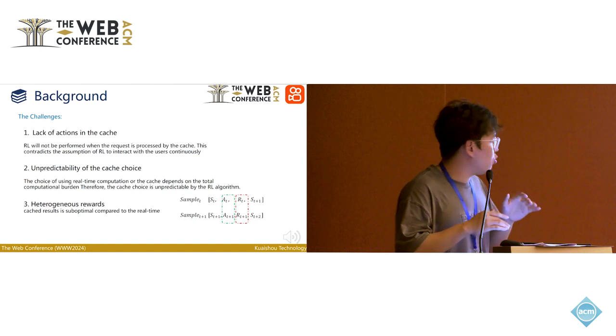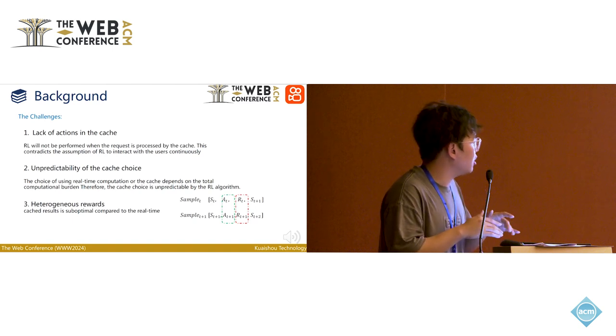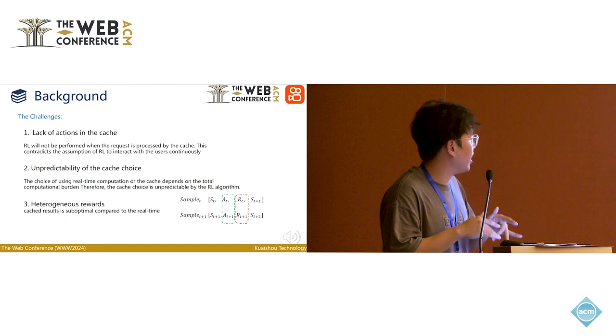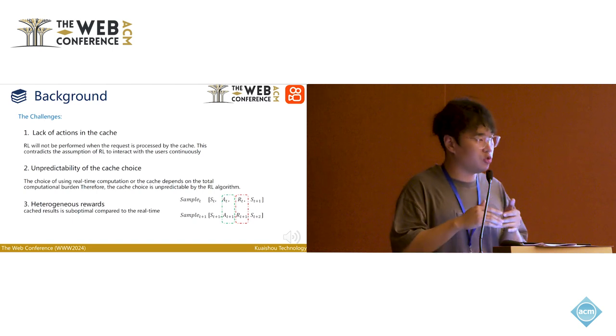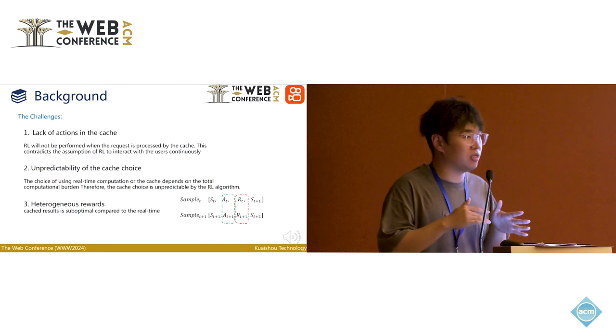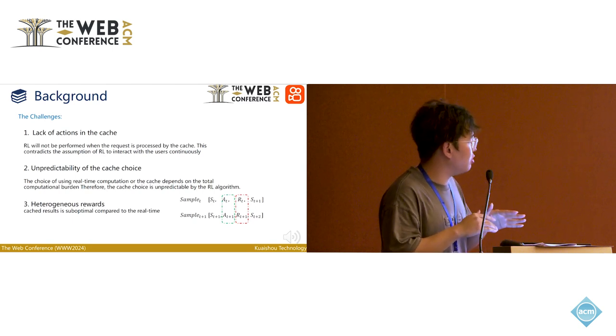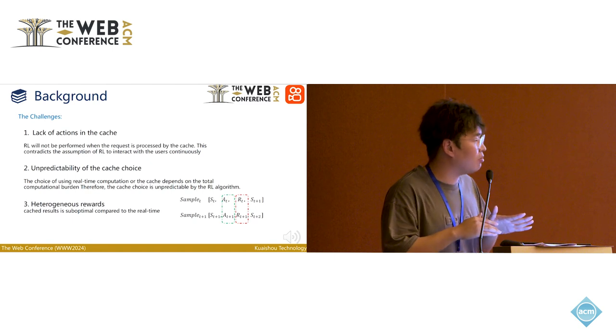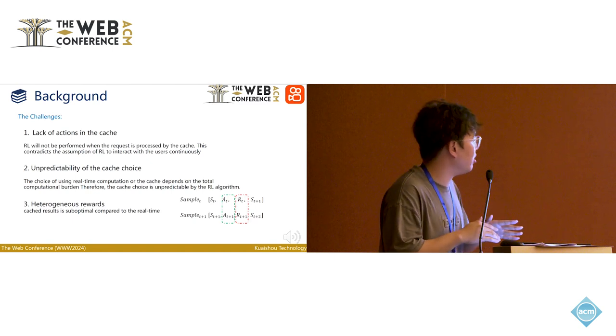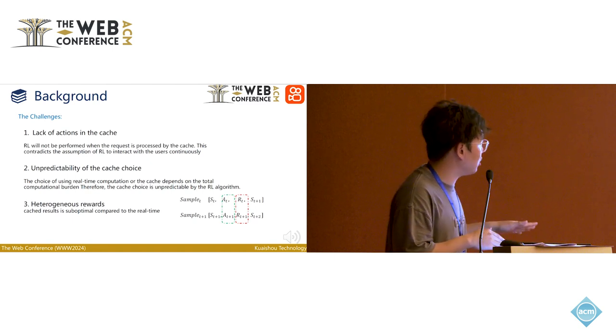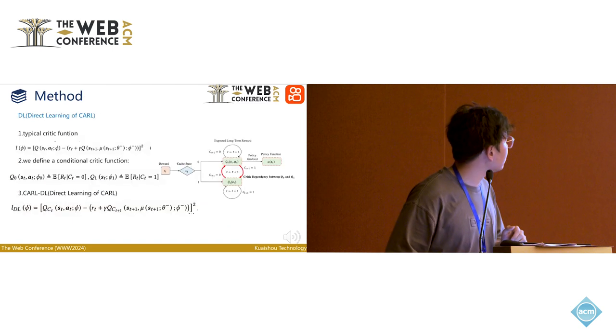And the reward has big variance, because the cached result is suboptimal compared to the real-time result. In our system, we need online training and online serving. Each minute, each hour is very important. So in-time training and in-time serving matter in our system.